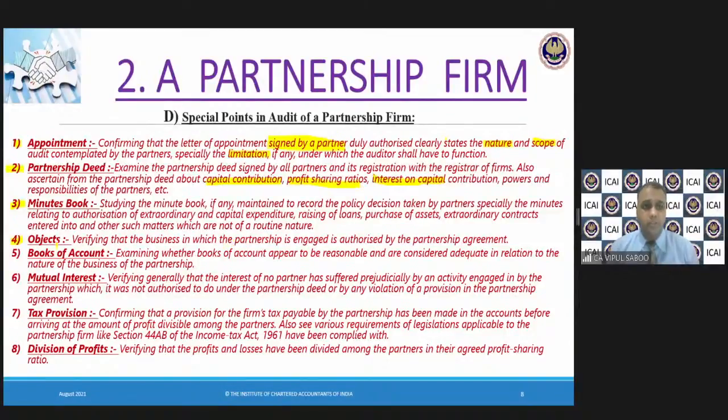What are they doing? Books of account. Who is going to maintain the books of account in what form? Who do we have to ask for the books of account? Mutual interest.